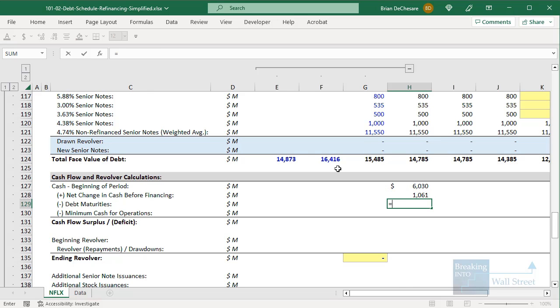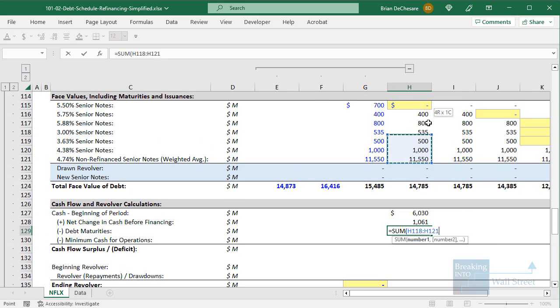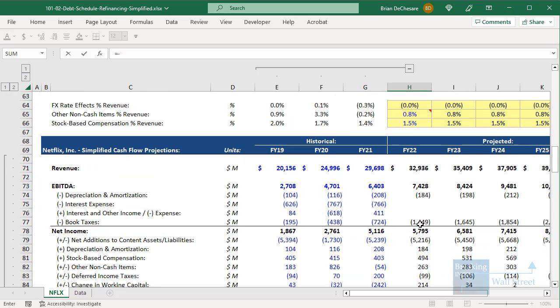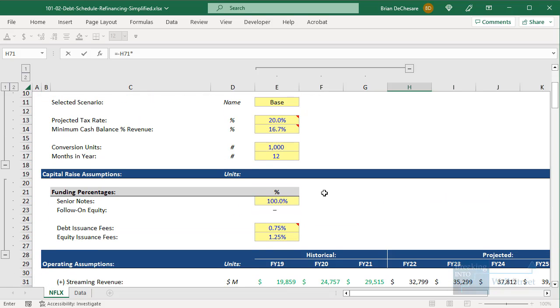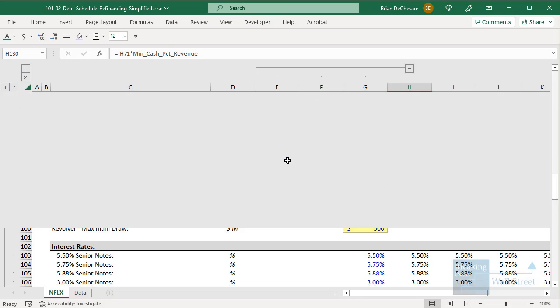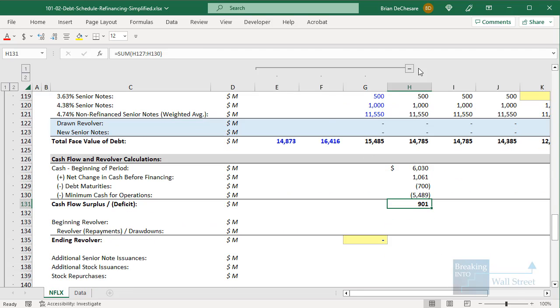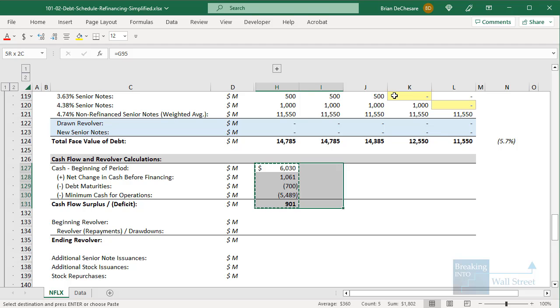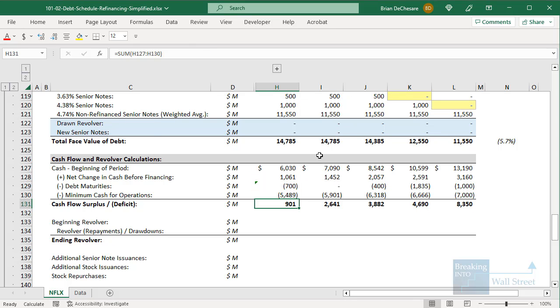And then for the debt maturities here, it's pretty simple. All we do is go up and sum up everything right here. And then we subtract a sum of everything in the column from the year before. And this gives us an idea of how much is maturing in the current year that we're in. And then finally, for the minimum cash for operations, this is going to be a percentage of revenue or expenses. In this case for Netflix, it's the revenue times our percentage assumption here, about 1/6, so 16.7%. We know this number because the management team discloses it and they mention it in their investor documents. And then we can sum these up and then we can copy this across and we have our cash flow surplus or deficit here.